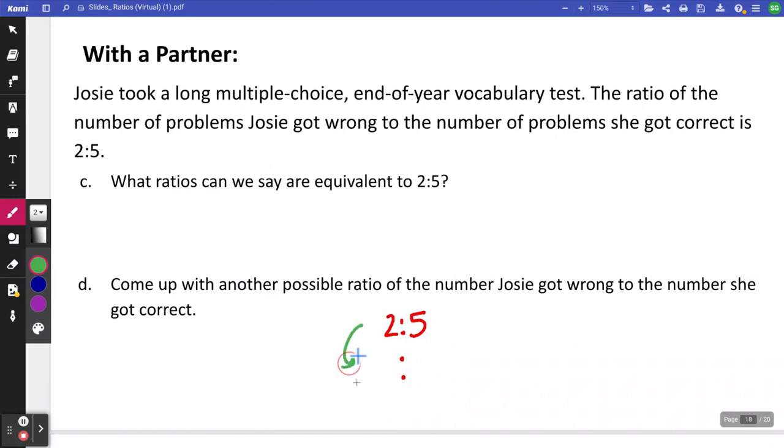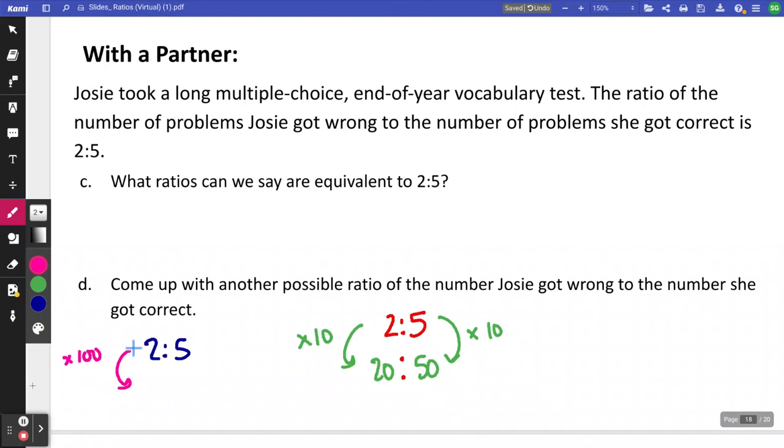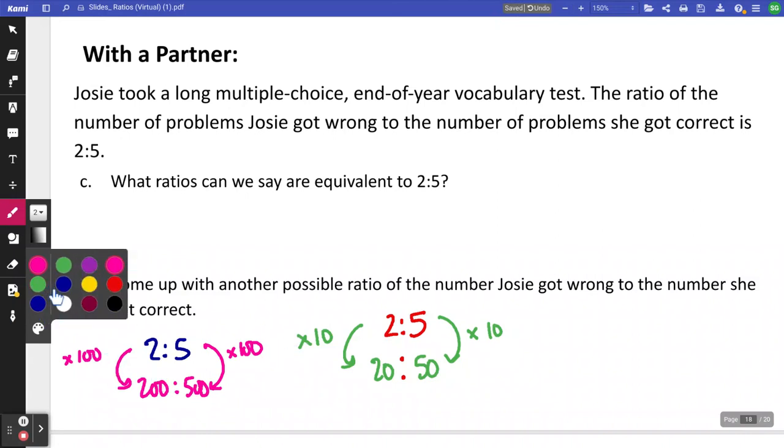I'm not sure what number you chose, but as long as you pick a number to multiply on both sides to get your new ratio, it would be equivalent. So maybe you choose the number 10. We could say 2 times 10 is 20, and 5 times 10 is 50. That would be equivalent. Or maybe you chose, for this to be a very long test, the number 100. 2 times 100 is 200, and 5 times 100 is 500. As long as it's that same number on both sides, it's going to be an equivalent ratio.